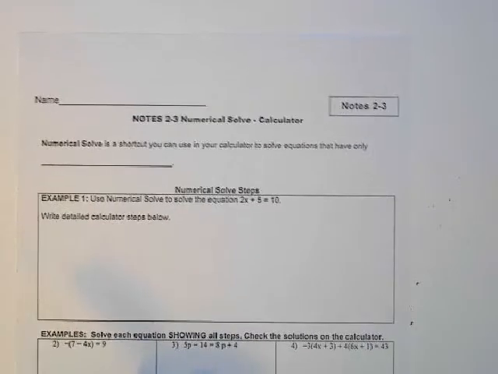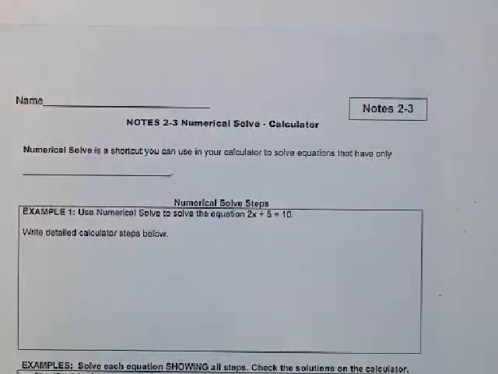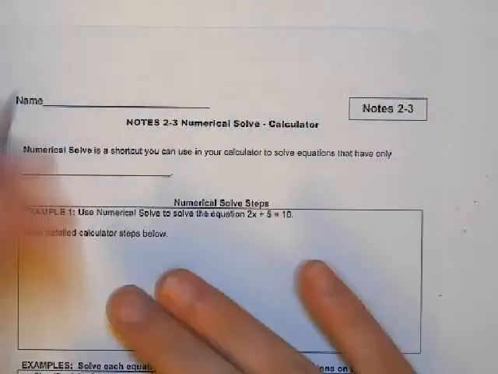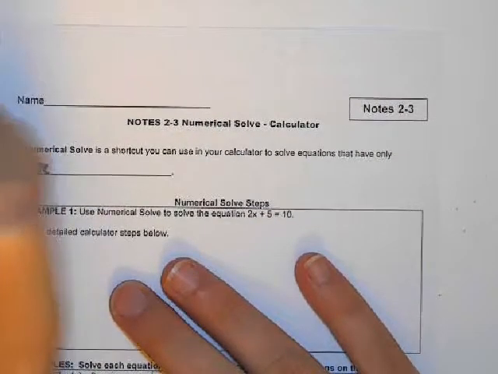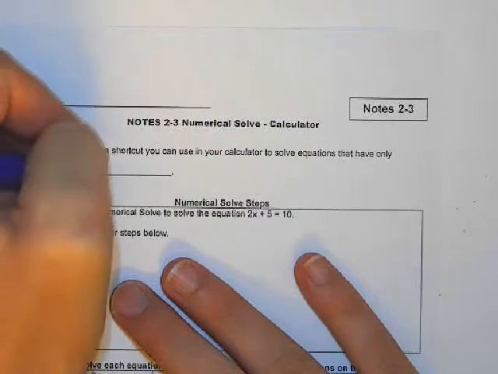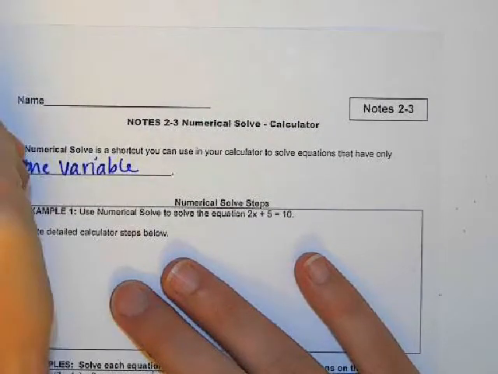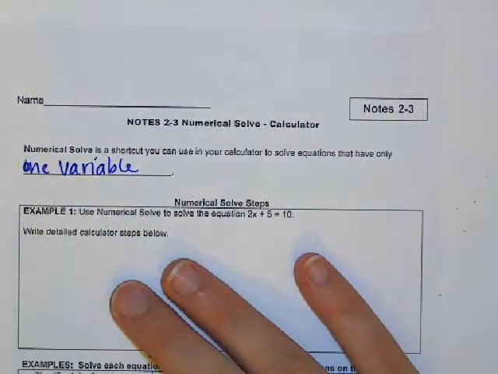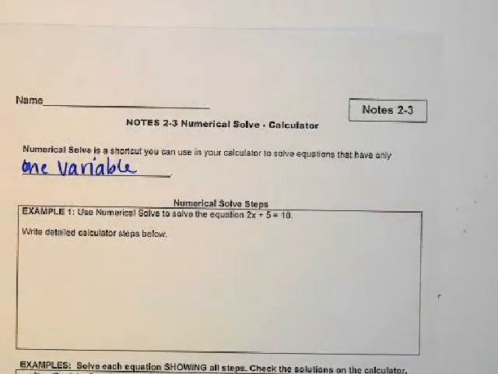So it says numerical solve is a shortcut you can use in your calculator to solve equations that have only, so the only way you can use nSolve is if you only have one variable. Why only one? Because you can't solve and get a letter equals a number if you have more than one letter.